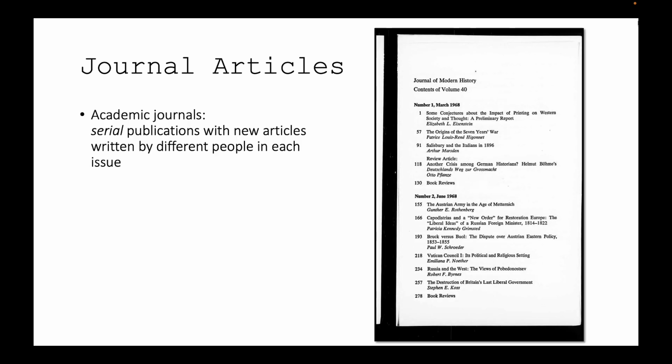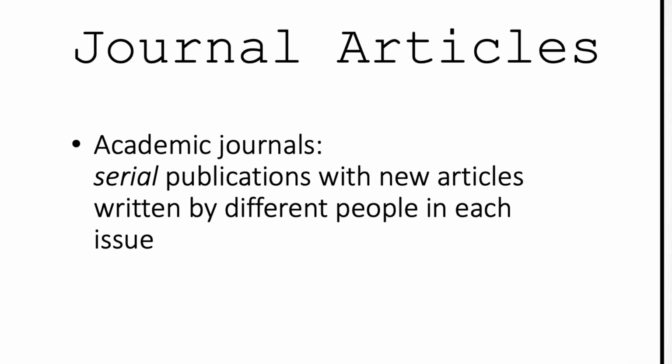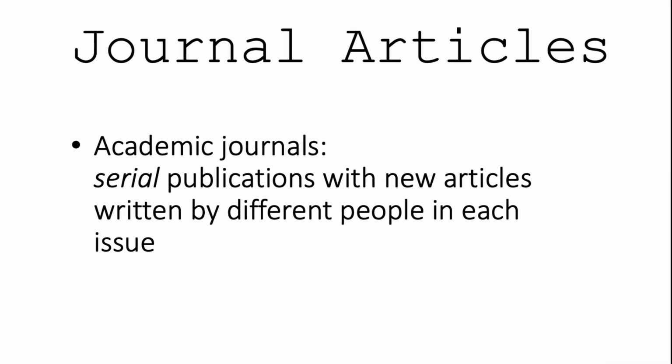Now let's look at journal articles. First, let's figure out what the heck a journal article is. Well, a journal article is a short piece, usually in the ballpark of 20 to 30 pages, that is included in a volume of a journal. Now, what's an academic journal? Well, an academic journal is a serial publication with new articles written by different people in each issue.